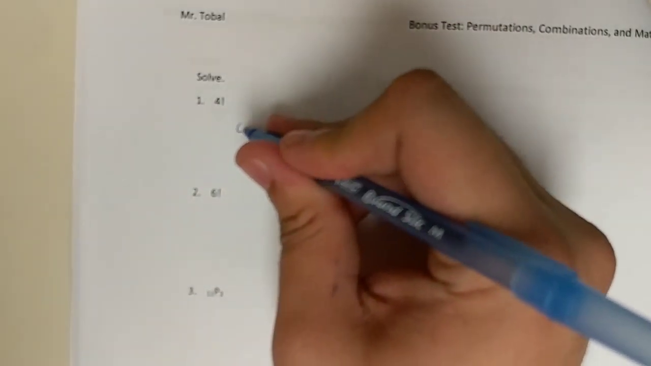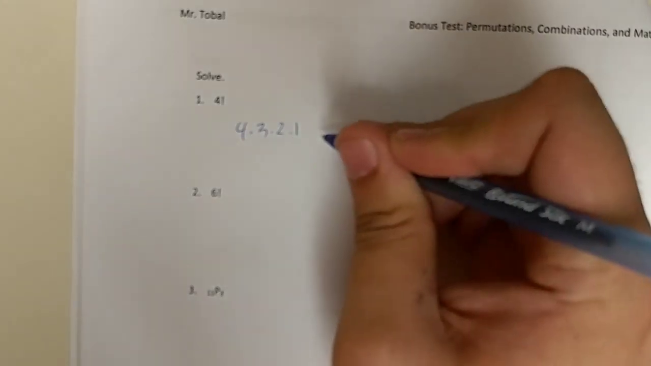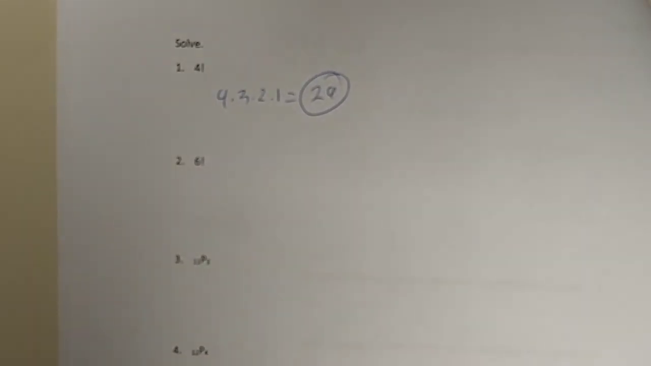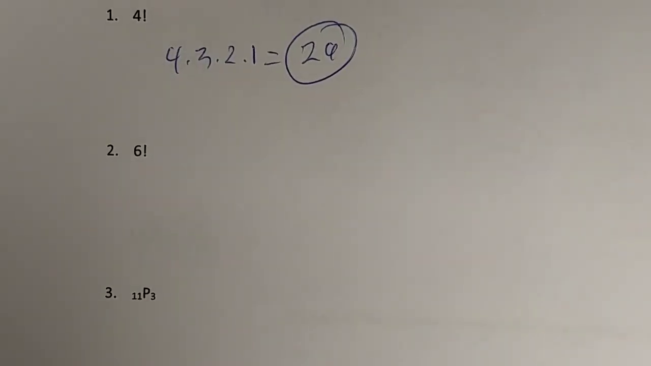So let's keep going. 4 exclamation point. That's the same thing as 4 times 3 times 2 times 1. 4 times 3 times 2 times 1 is 24. I'm pretty good at math, I guess. Let me zoom in so it's in focus actually.